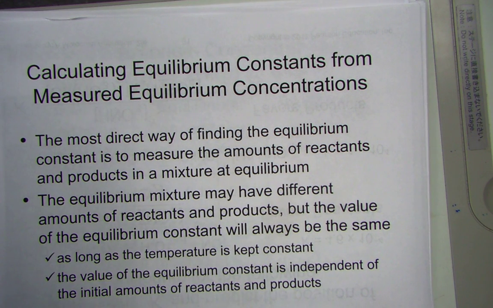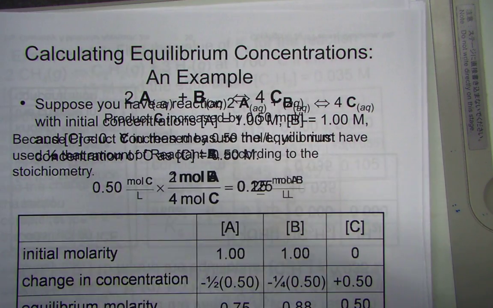When we calculate equilibrium constants from measured equilibrium values, the most direct way of finding it is to measure the amounts of reactants and products. That's sometimes very difficult to do. The reaction mixture may have different amounts of reactants and products, but the value of the equilibrium always remains the same. That's the term equilibrium constant. Keq is indeed a constant. So if I remove some or make it back, we're going to shift the equilibrium to achieve the constant again. As long as the temperature is held constant, the equilibrium value indeed is also a constant. And it's quite independent of initial amounts, as the reactants will create products.